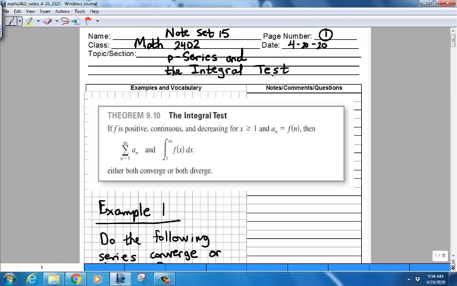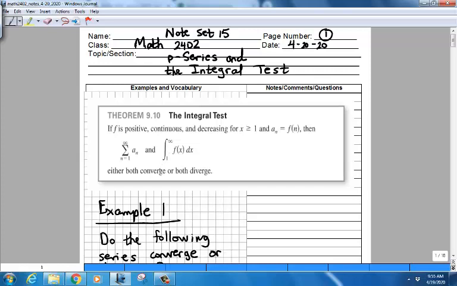All right, so today I'm going to teach you a new way of determining if a series converges or diverges. This is called the integral test, so it does involve integration. It involves improper integration, in fact. But the integral test can tell you if a series converges or diverges, but it does not give you information about what the series converges to, if it converges.